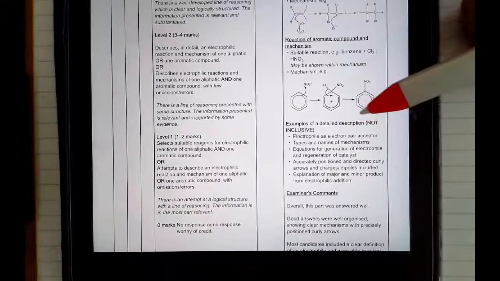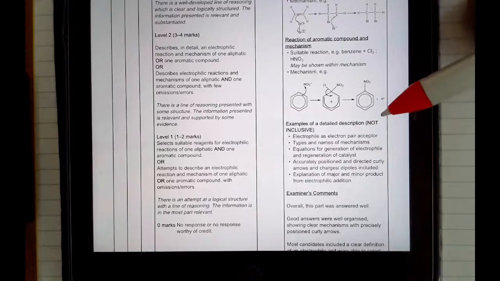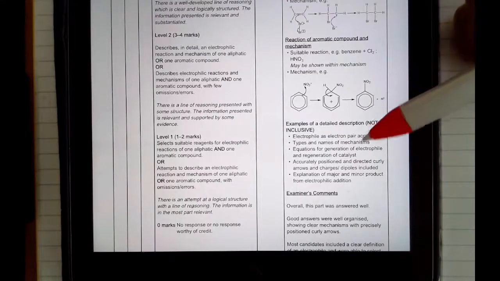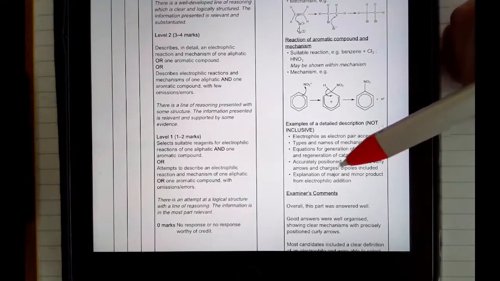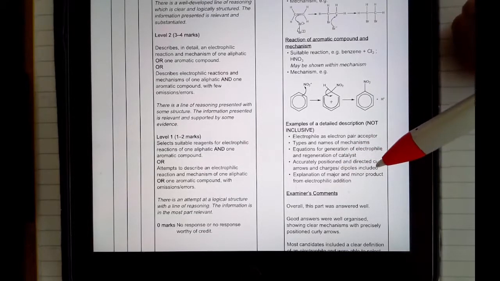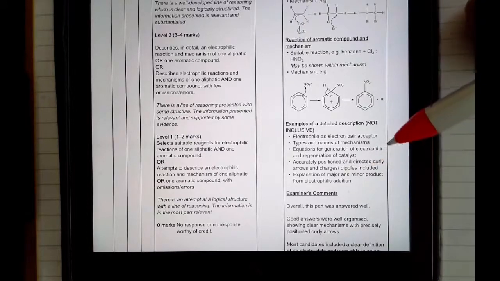And then they give some descriptions here, but this is not inclusive. You don't have to include all of this to get the marks. Electron pair acceptor, so I've done that. Types and names of the mechanisms, I've done that. Equations for generation of electrophile and regeneration of catalyst, so I didn't include that, but it's not inclusive. Accurately positioned and directed curly arrows and charges and dipoles included, so I've done that.